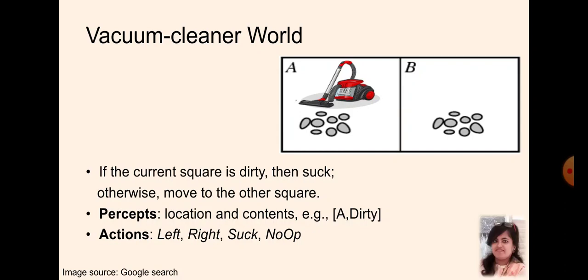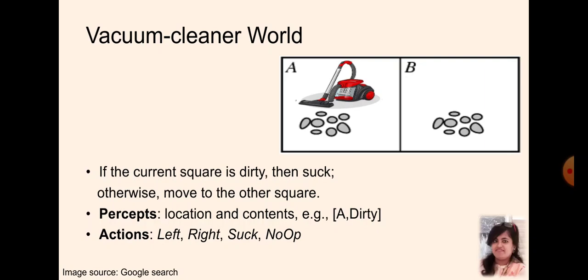In this particular instance, the location of the vacuum cleaner is in square A, so that is A, and the contents are either dirt or a clean square. It is dirty currently. As you can see, some dust is present over there. So the percept can be represented by A, comma, dirty.